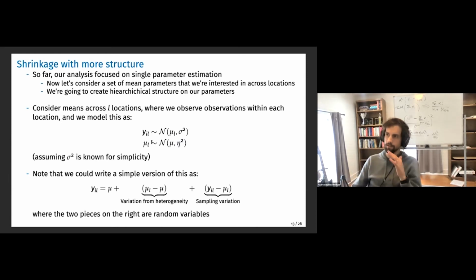What's nice about this is that a lot of times writing this in this structural way is very unfamiliar for people who've done econometrics. But the simple version of this is to say, look, there's two pieces to Y_iL. There's the underlying mean mu. There's the variation that comes from heterogeneity, which is mu_L minus mu. And then there's sampling variation, which comes from the variation of Y_iL that differs from the underlying location mean. So it's two pieces, both random variables that we're going to be drawing from. First, we draw mu_L, then we draw Y_iL from that underlying distribution.